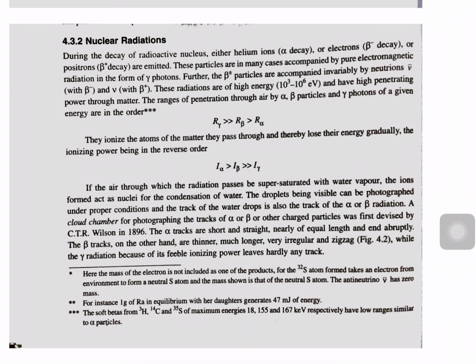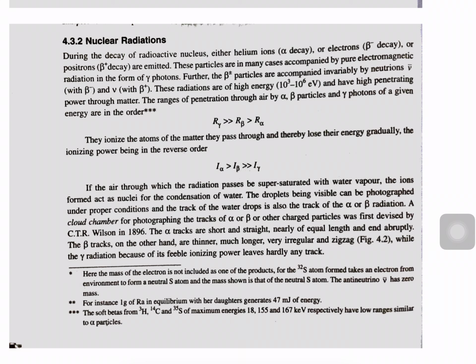The ranges of penetration through air by alpha, beta particles and gamma photons of a given energy are in the order R gamma greater than R beta greater than R alpha. They ionize the atoms of the matter they pass through and thereby lose their energy gradually. The ionizing power is in the reverse order: I alpha is greater than I beta greater than I gamma.